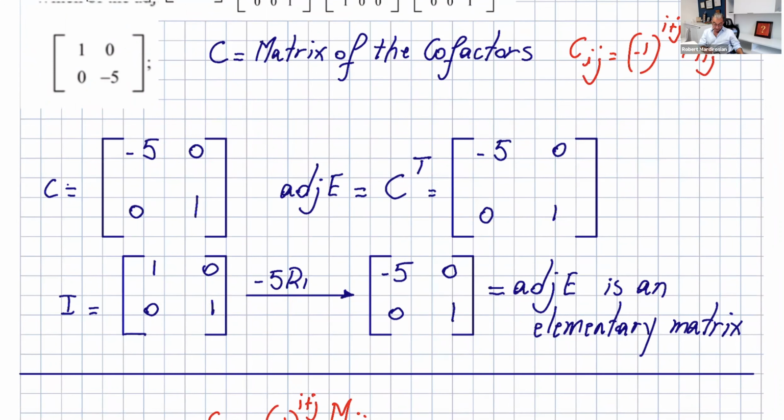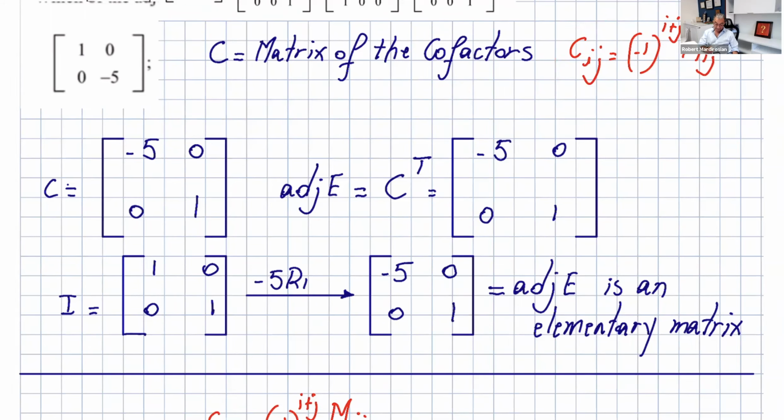First of all, I called C the matrix of the cofactors. And the cofactor for each entry is given by this formula: Cij is -1 to the power of i plus j times Mij. Please check my lecture on determinants and you'll see where that comes from.